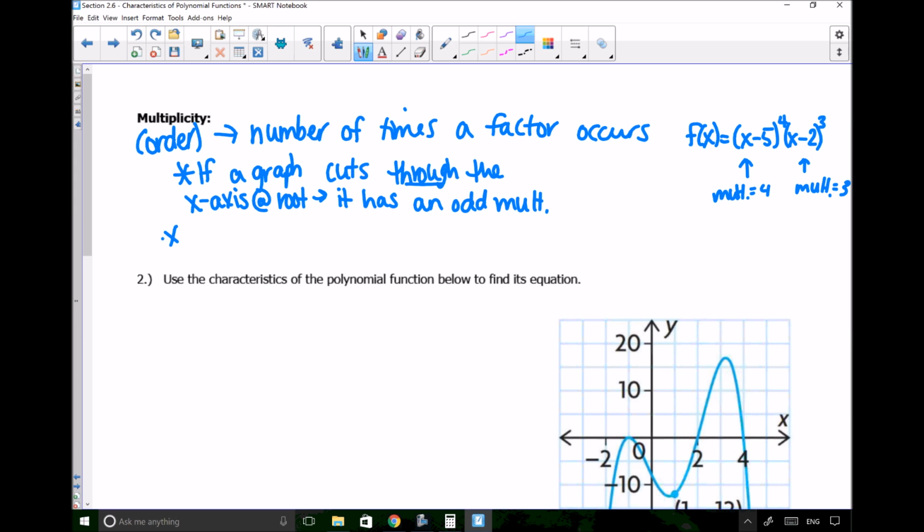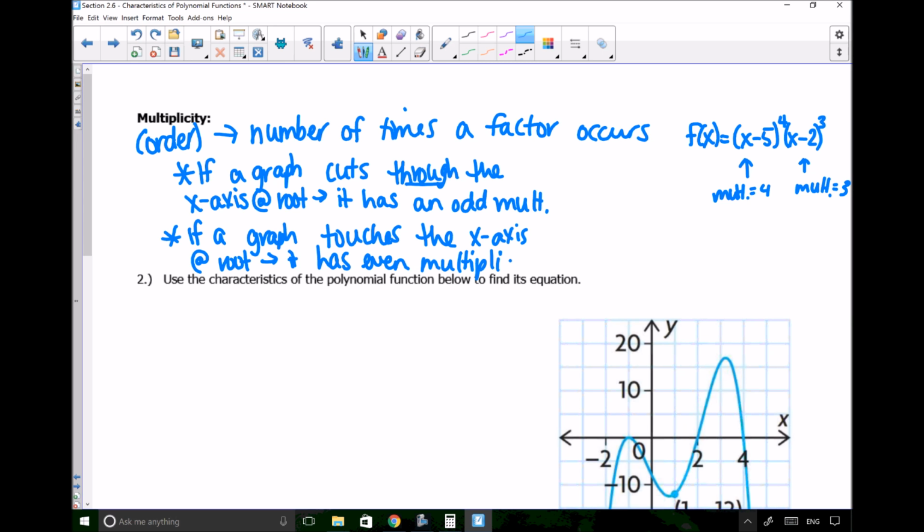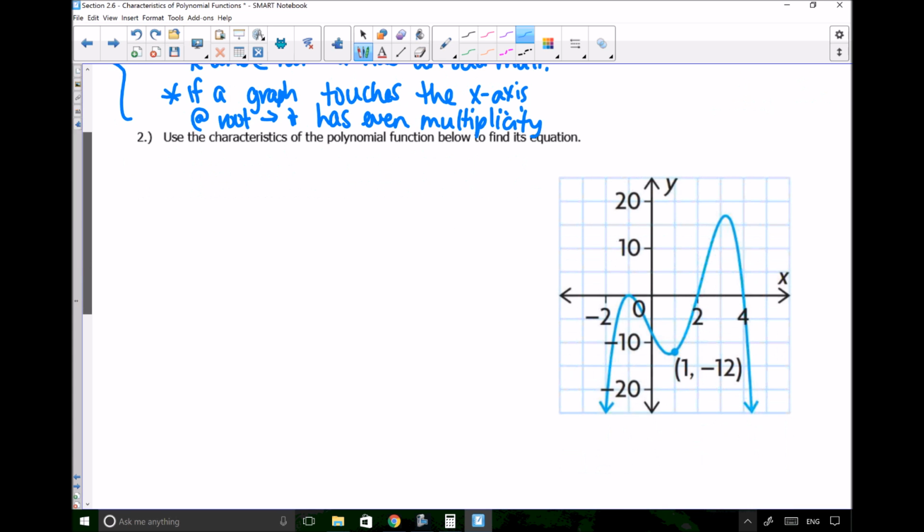Okay, and then if a graph simply touches the x-axis at the root, it has even multiplicity. And next time I see you in class, we'll talk about why this is true. We'll talk about this a little bit more in depth so you can truly understand what this piece of our notes means, okay?